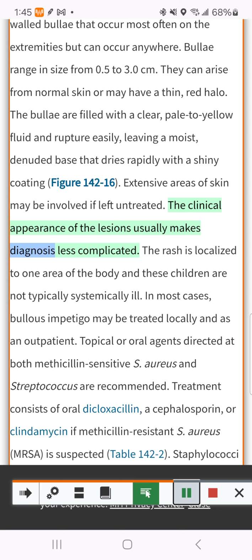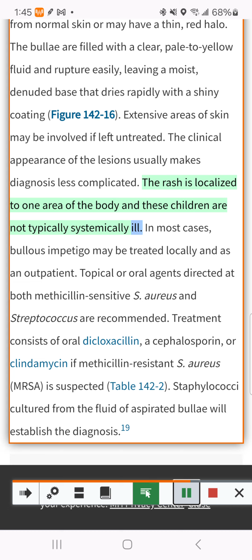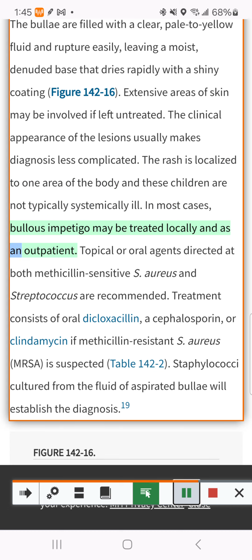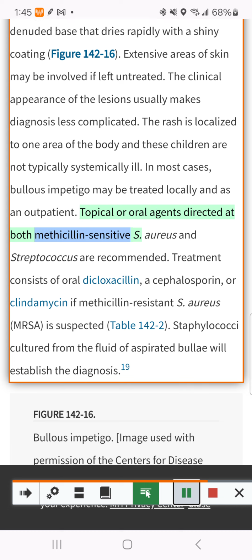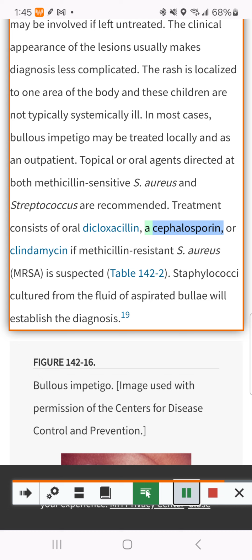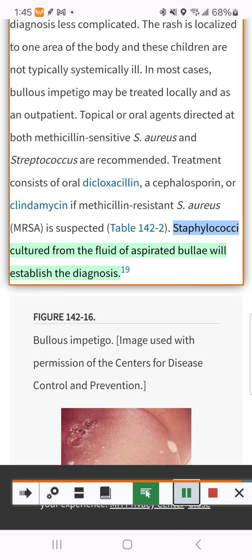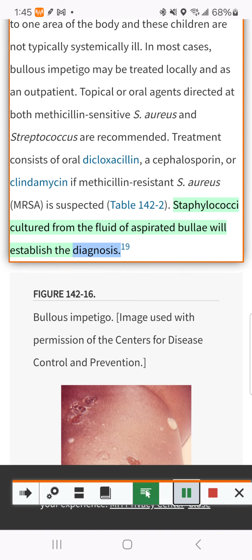The clinical appearance of the lesions usually makes diagnosis less complicated. The rash is localized to one area of the body and these children are not typically systemically ill. In most cases, bullous impetigo may be treated locally and as an outpatient. Topical or oral agents directed at both methicillin-sensitive Staphylococcus aureus and streptococcus are recommended. Treatment consists of oral dicloxacillin, cephalosporin, or clindamycin if methicillin-resistant Staphylococcus aureus, MRSA, is suspected. Table 142-2. Staphylococci cultured from the fluid of aspirated bullae will establish the diagnosis.